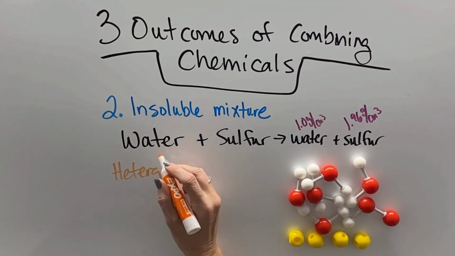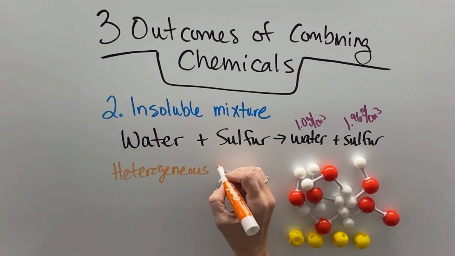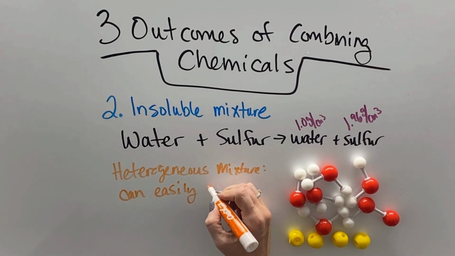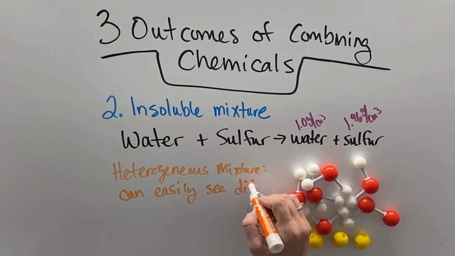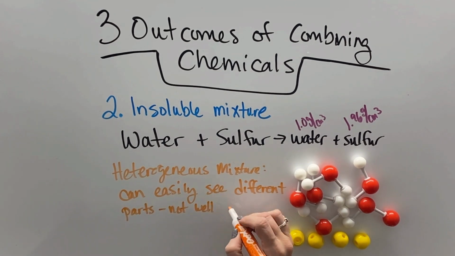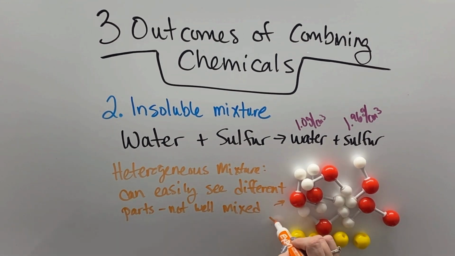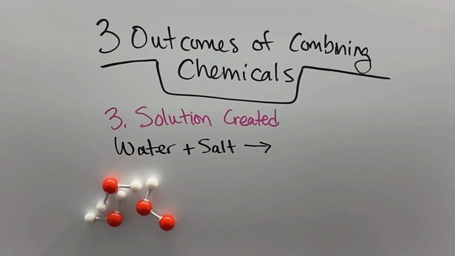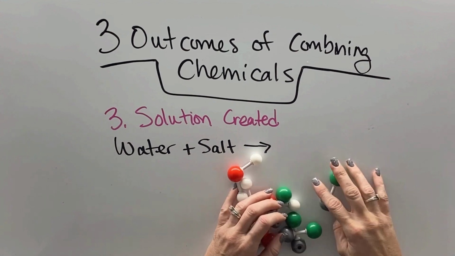We call this type of insoluble mixture a heterogeneous mixture. Hetero means different, so what this means is that we can easily see the different parts of the mixture because they're not evenly mixed. All the particles are not very well mixed together, like water and sulfur or oil and water. The third type of outcome that we can have is a solution.